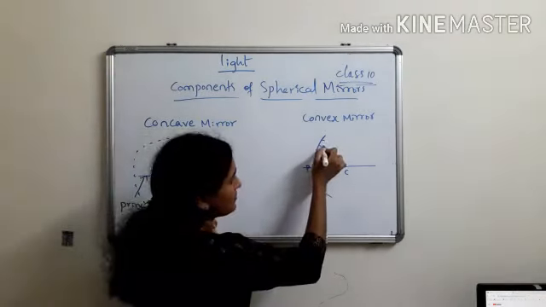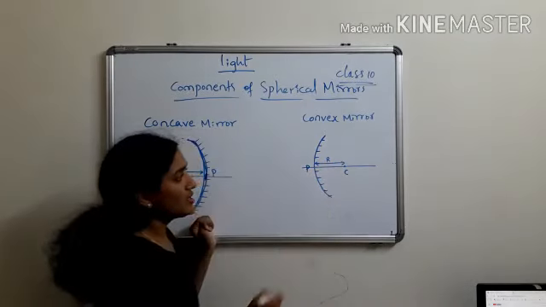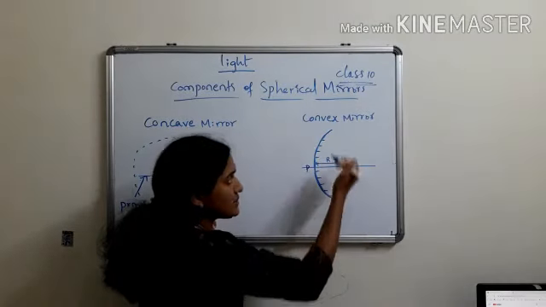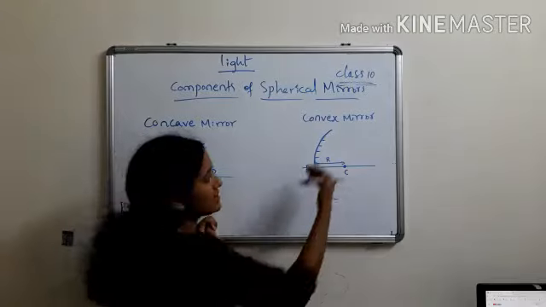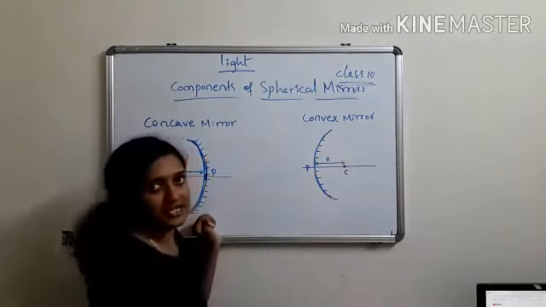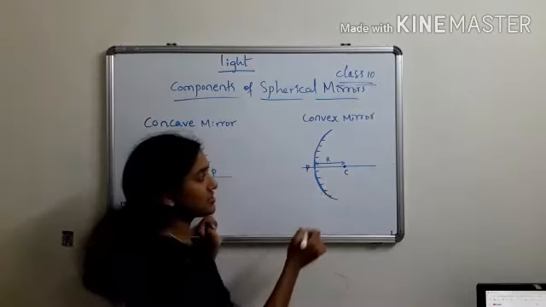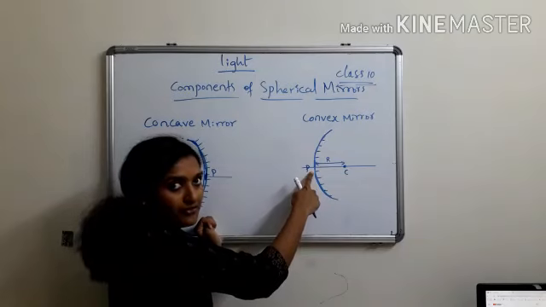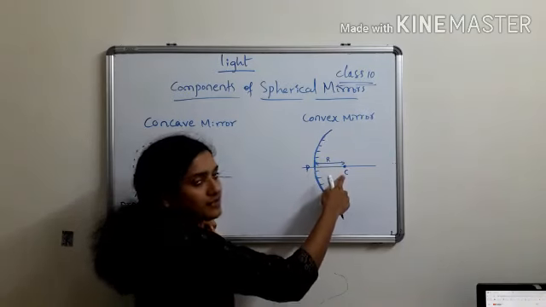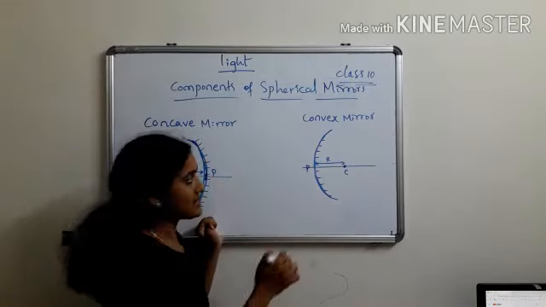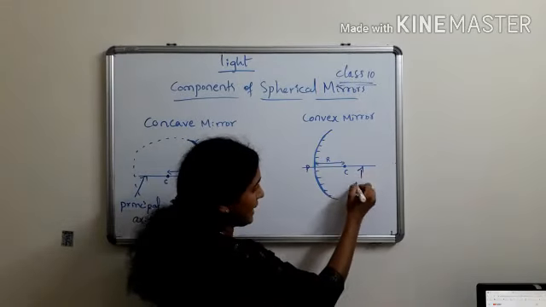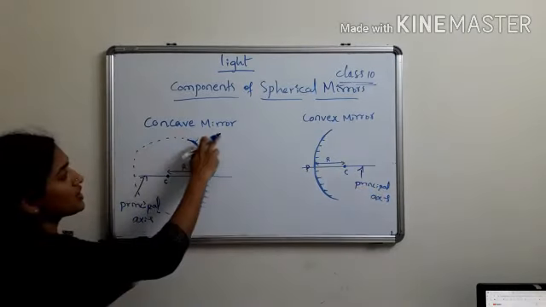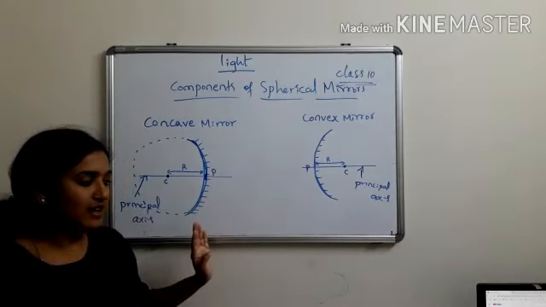The coating will be here. So this is the center of curvature. Whatever you are looking at here, the spherical curve, is called the curvature of the convex mirror. This is the center of curvature. This is the radius of curvature. The distance between the pole and the center of curvature, we will call the radius. And this is the pole, this is the principal axis. In both the concave mirror and the convex mirror, the components are the same.